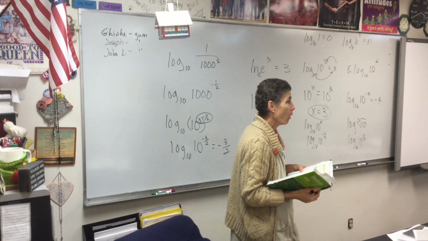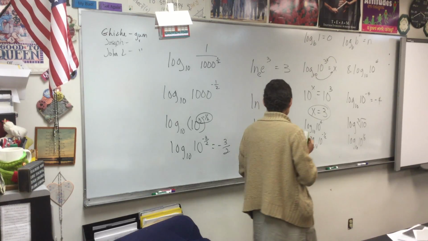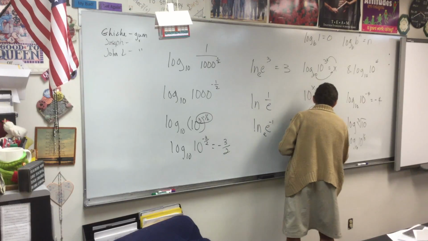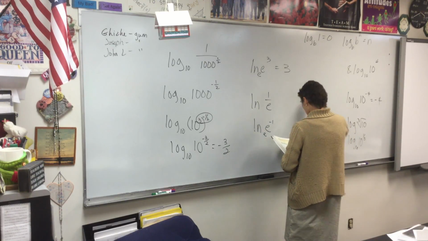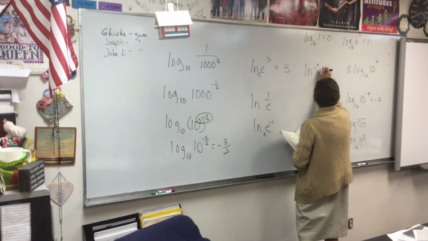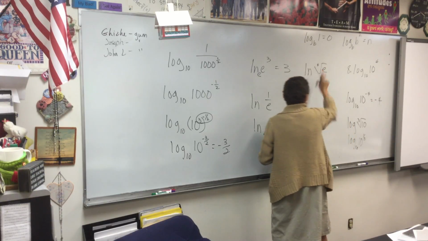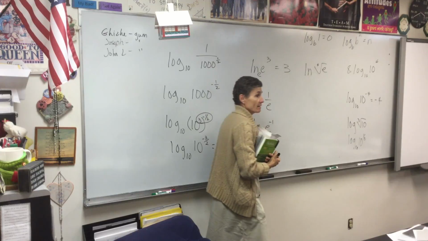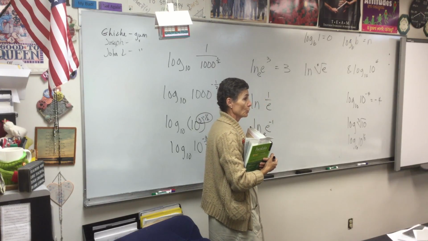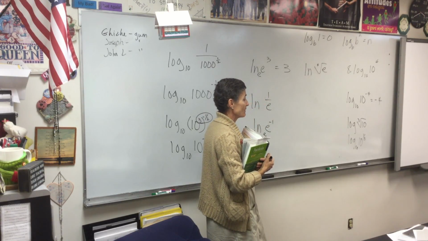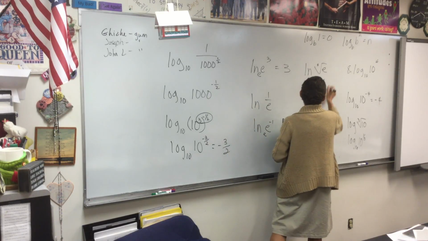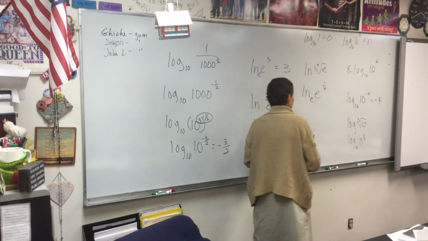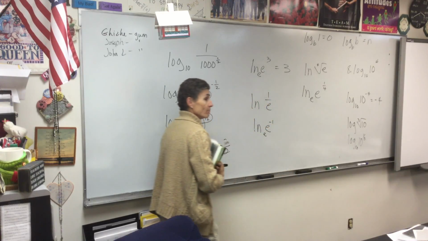One fourth. Why is it 1/4? She's exactly right. Why is it 1/4? No radicals in logarithm land. What does the 4th root represent in terms of an exponent? The 4th root is e to the 1/4. So you've got the log base e of e to the 1/4.